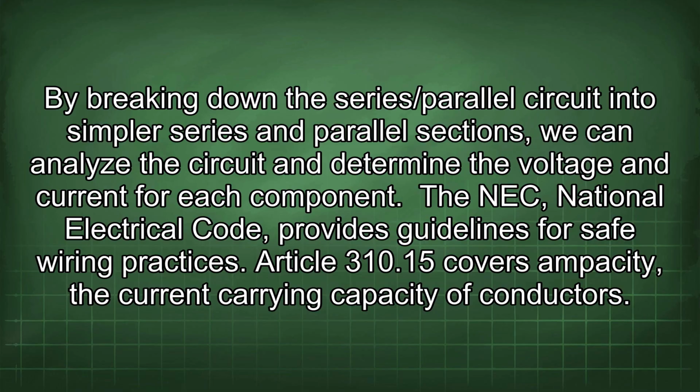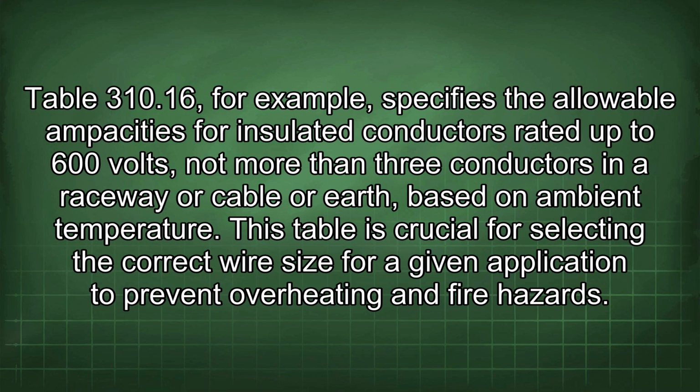The NEC, National Electrical Code, provides guidelines for safe wiring practices. Article 310.15 covers ampacity, the current carrying capacity of conductors. Table 310.16, for example, specifies the allowable ampacities for insulated conductors rated up to 600 volts, not more than 3 conductors in a raceway or cable or earth, based on ambient temperature. This table is crucial for selecting the correct wire size for a given application to prevent overheating and fire hazards.